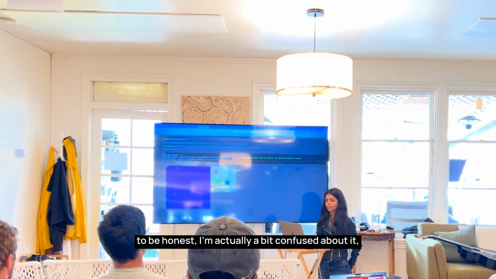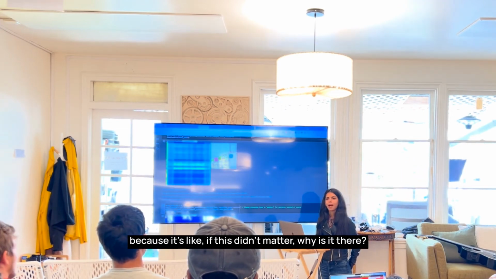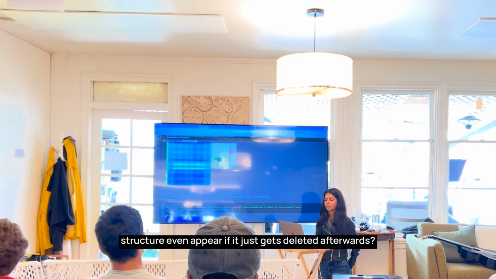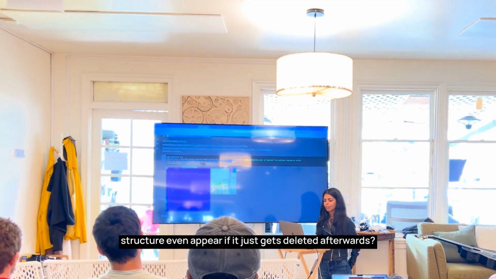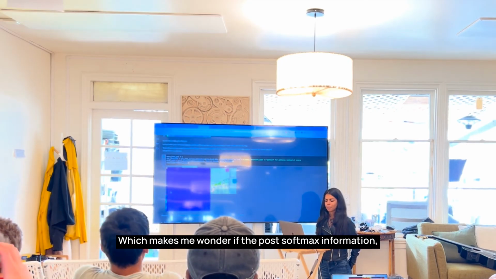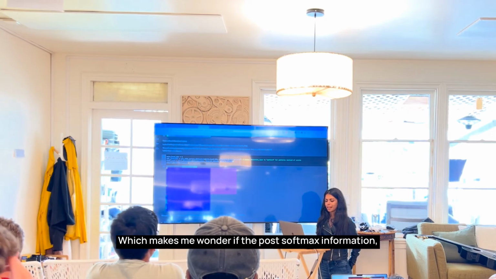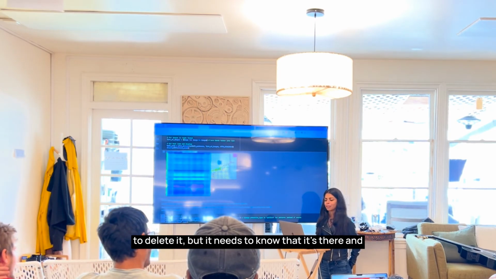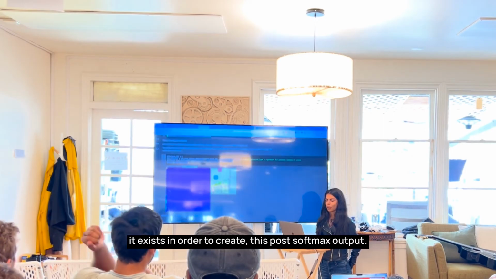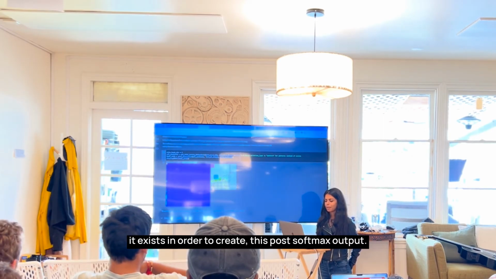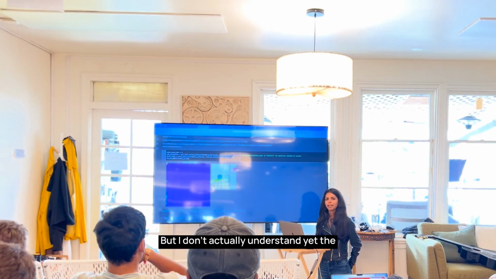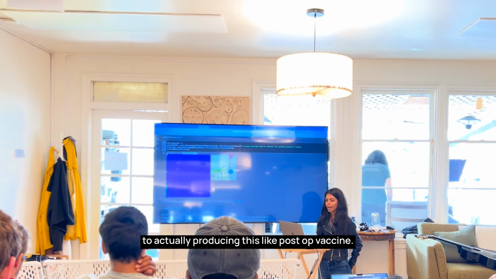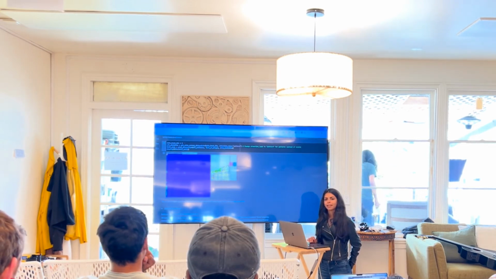To be honest, I'm a bit confused about it because if this didn't matter, why is it there? Why does a geometric structure even appear if it just gets deleted afterwards? Which makes me wonder if the post softmax information needs this corner information in some way, maybe to delete it, but it needs to know that it's there in order to create this post softmax output. But I don't actually understand yet the relationship between keeping track of corners and actually producing this post softmax thing.